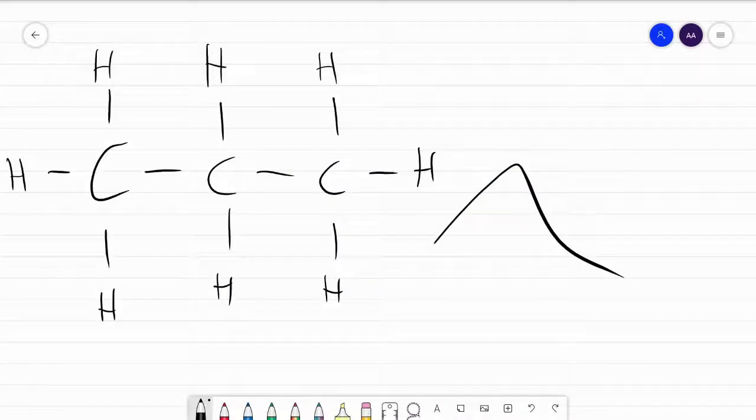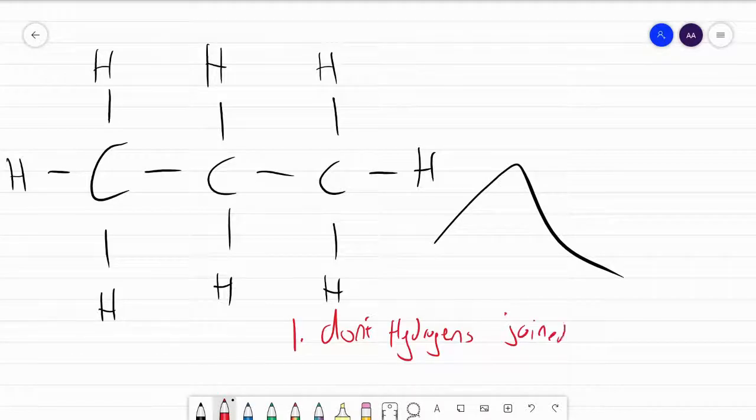But how do we do that? It's learning a new language, so we're going to have to learn how this works. Skeletal formula has two main differences from full structural formula. The first is that we don't show hydrogens joined to carbon. And the second thing is you do not draw any carbons.